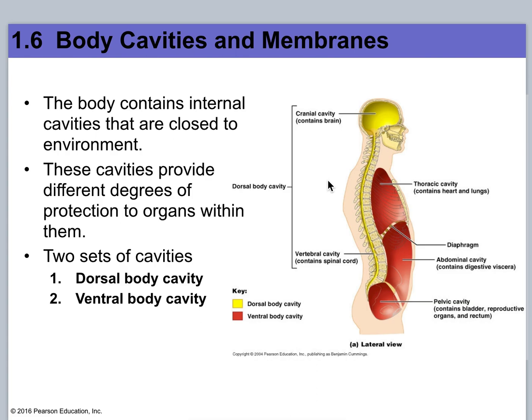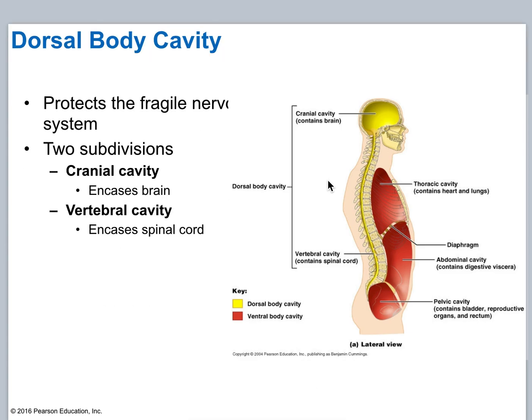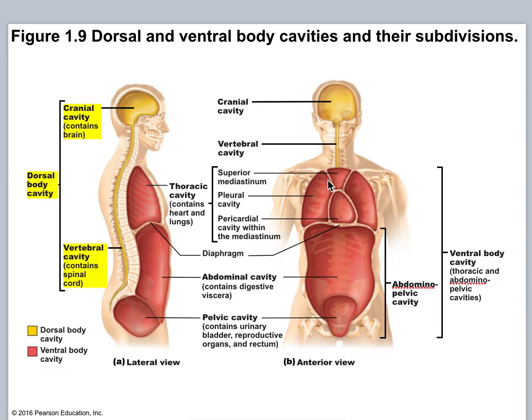We'll look at different body cavities. There's two main groups of body cavities: dorsal body cavities and ventral body cavities. The dorsal body cavity is divided into two categories. There's the cranial cavity, which encloses the brain, and the vertebral cavity, which encloses the spinal cord. Here's a diagram again of the dorsal cavity showing the cranial cavity for the brain and the vertebral cavity for the spinal cord.